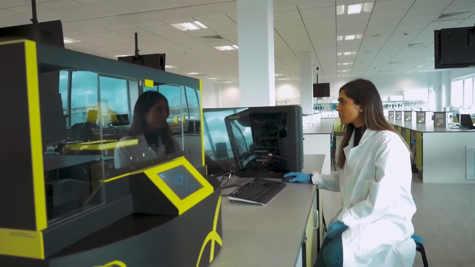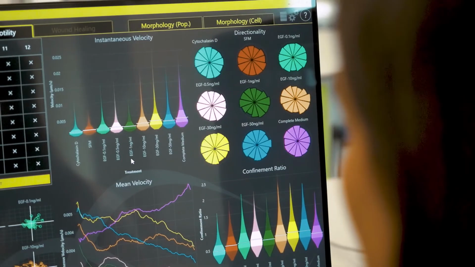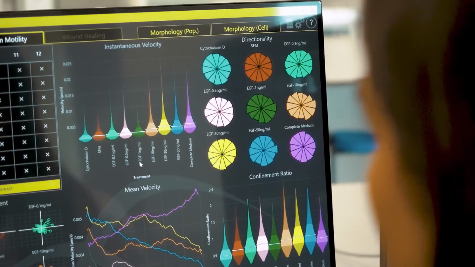If you imagine you're following thousands of cells in 96 wells, that's an awful lot of data. That amount of information is difficult to digest. So we've developed dashboards to help you pull out the relationships more easily between the different populations of cells.